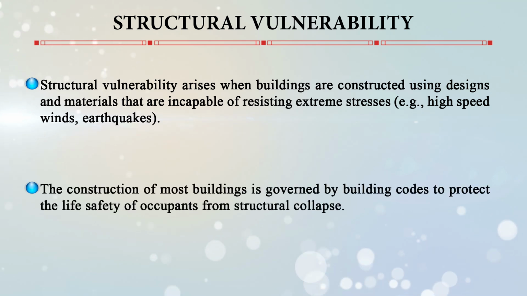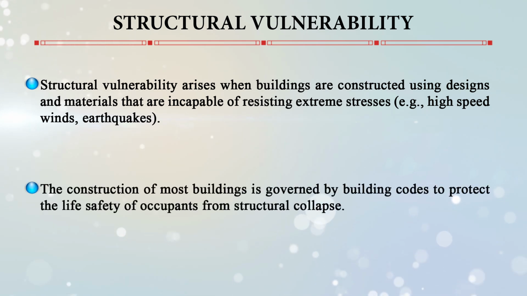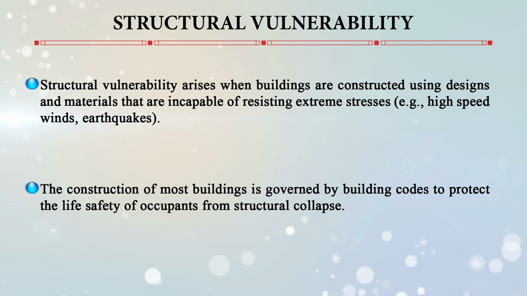The construction of most buildings is governed by building codes to protect the life and safety of occupants from structural collapse. You would have seen in the mountainous regions and also in certain earthquake prone regions, the buildings are constructed out of wood and wooden material. So, there are certain building codes that need to be adopted, for example in the sloping regions. You need to take the slope factor into account and how the buildings need to be constructed in that area so that they can survive and resist the stress of these hazards.